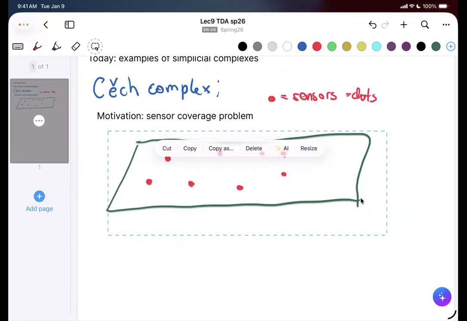Because maybe there are animals that grab the sensors in the forest and just move them around, like squirrels or whatever, depending on the shape. So the location of the sensors may not be completely known to you, or only within some margin of error, right?